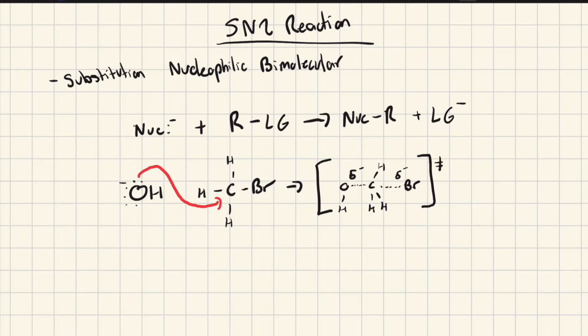So this is our transition state, and it's only here for a short amount of time because it's very unstable. But what we get as our product is our OH group attached to our methyl group now. And then we're going to have our bromine separately as an anion. So this is the general mechanism of an SN2 reaction.